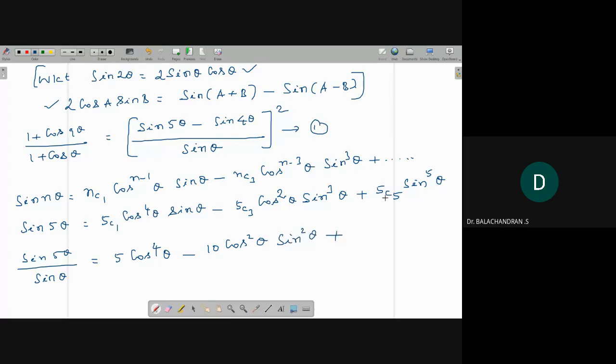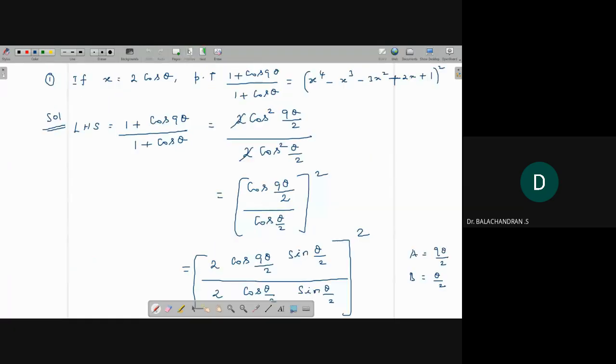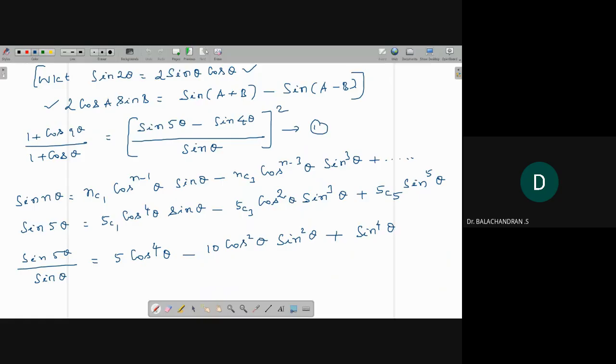Plus 5C5 is 1, sin power 4 theta. Now, how to convert? The idea is x equals 2 cos theta, so I need everything in terms of cos, and only then can I replace it in terms of x, because I need the final answer in terms of x.